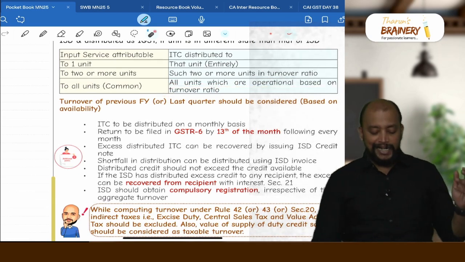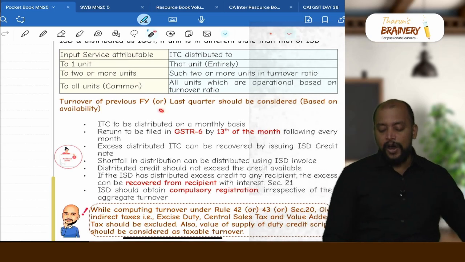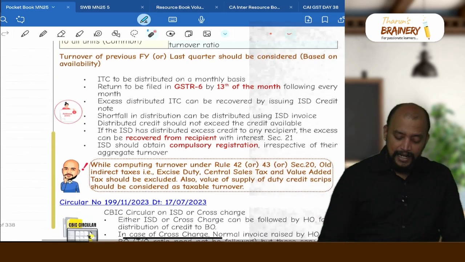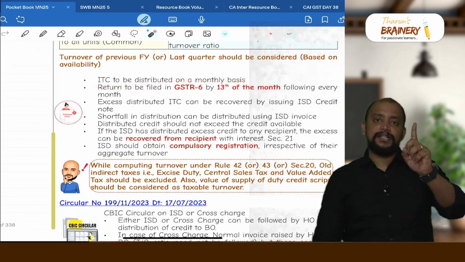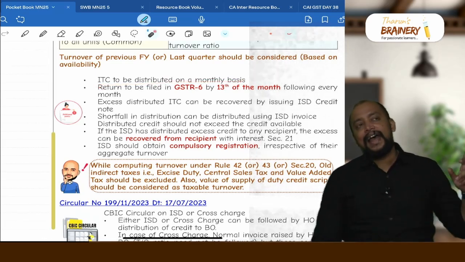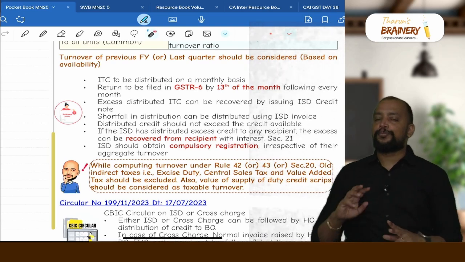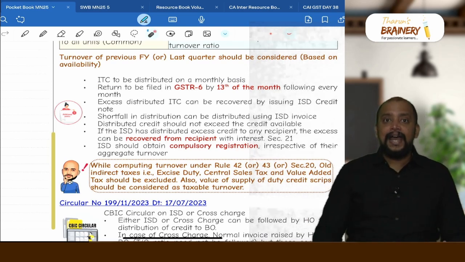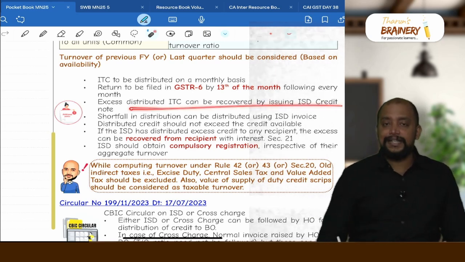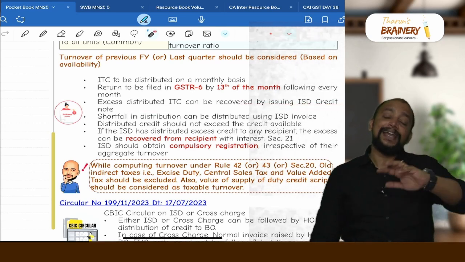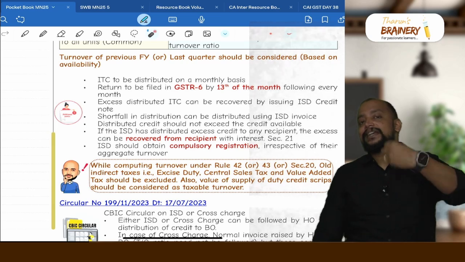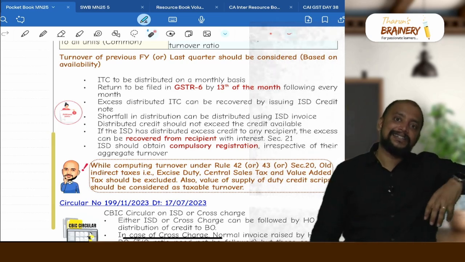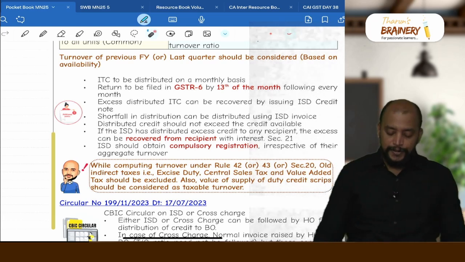And which turnover should be taken? Either take the turnover of the previous year or the last quarter, depending upon availability. ITC is to be distributed on a monthly basis. Monthly we will take and distribute, and whatever ITC is distributed should be reported by the ISD in GSTR 6 by the 13th of the month following every month. The excess distributed ITC can be recovered by giving an ISD credit note. Suppose by mistake excess credit is distributed without following the turnover ratio, that can be recovered by the ISD from the division using an ISD credit note.